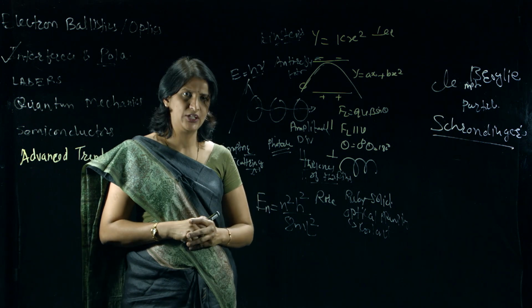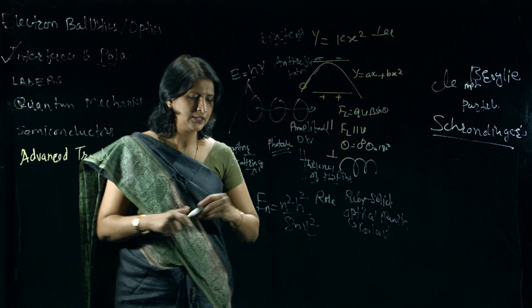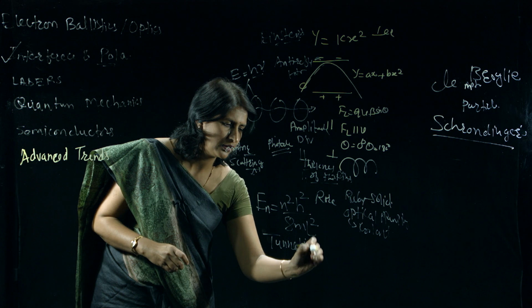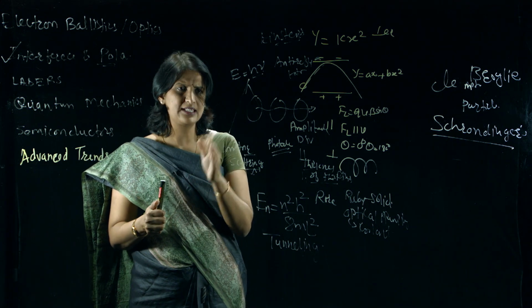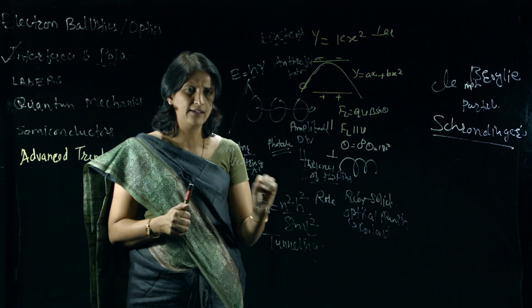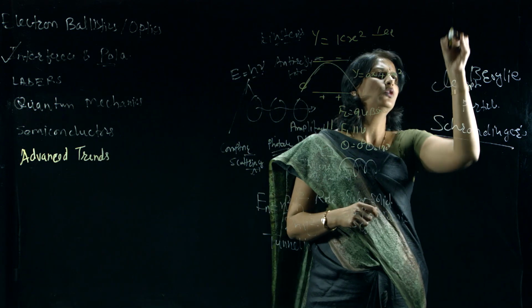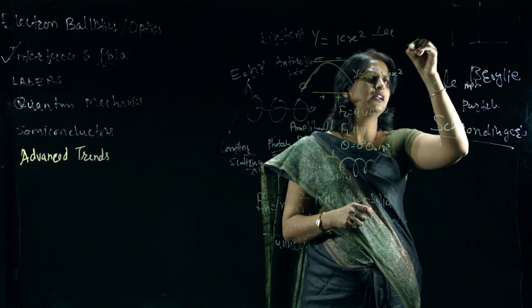Along with this quantization, there are a few more concepts explained by quantum mechanics. The second one is called tunneling. The effect of tunneling is a bit different from the concept we dealt with in the first one, that is, the potential barrier. This tunneling effect is related to a particle crossing the barrier.